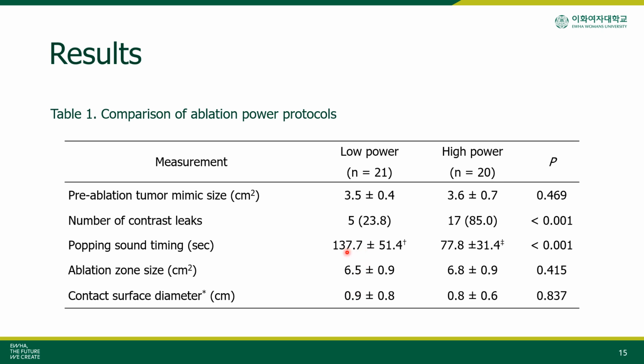This table shows the comparison of the ablation powers. 5 cases of contrast leaks were observed in the low power group and 17 in the high power group. The popping sound timing was significantly delayed in the low power compared to the high power groups. The ablation zone size of the specimens was not significantly different between the two groups.